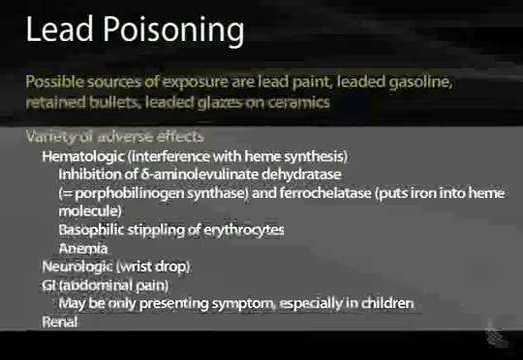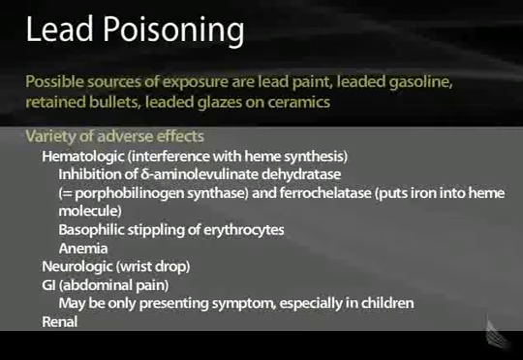Lead poisoning can cause a variety of adverse effects. It can interfere with the synthesis of heme, which can cause hematologic problems. It can cause basophilic stippling of erythrocytes and anemia. Patients that have lead poisoning also will have neurologic problems, including wrist drop. In children that have lead poisoning, sometimes you'll just have a patient with abdominal pain, and that'll be their only presenting symptom. And it can also cause renal failure.